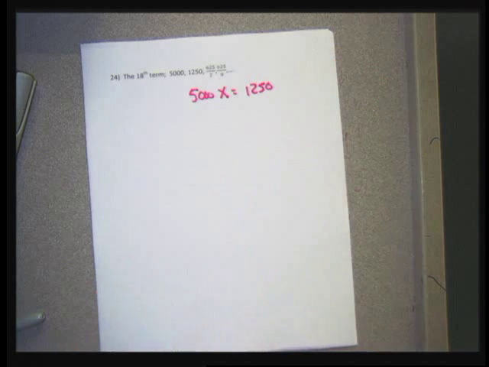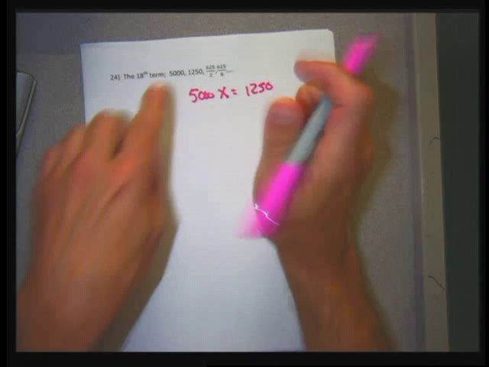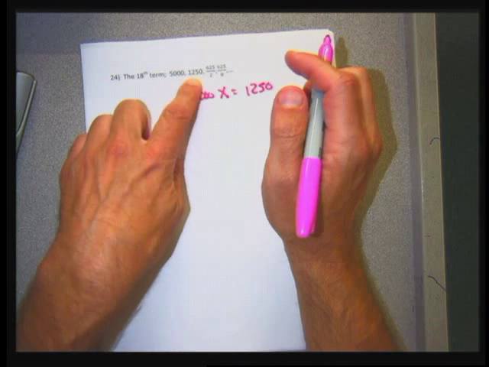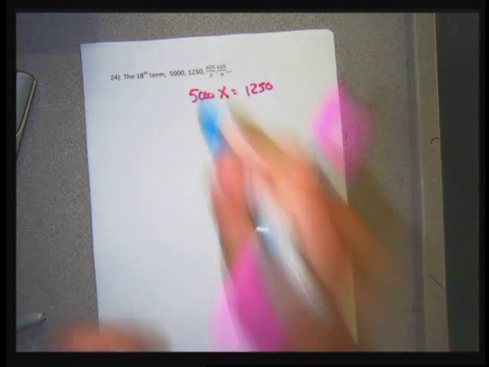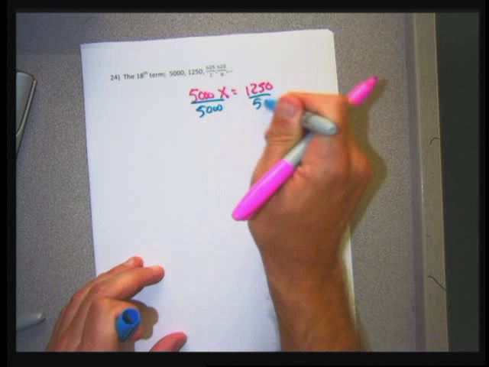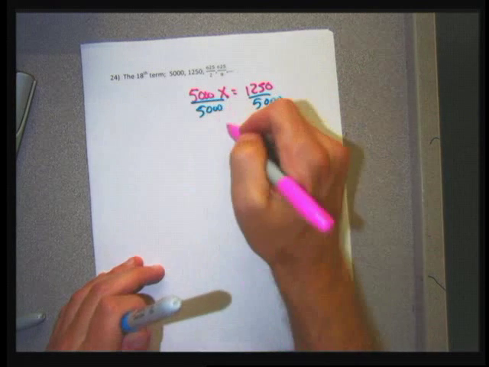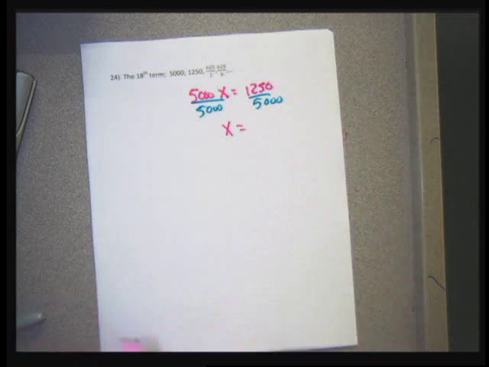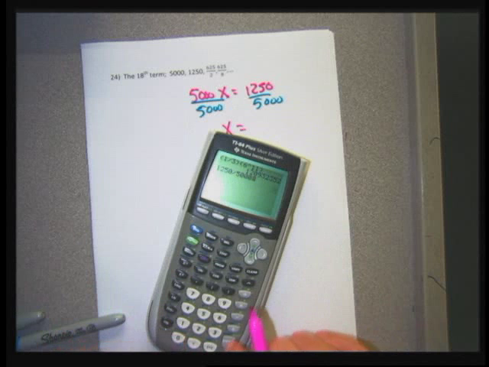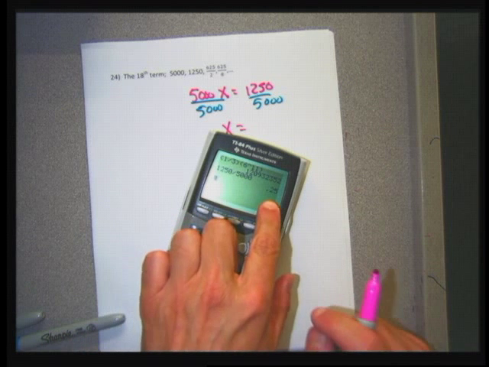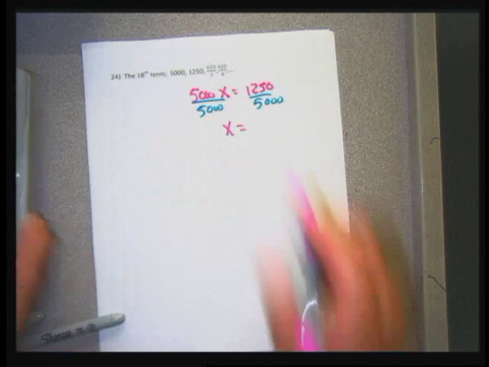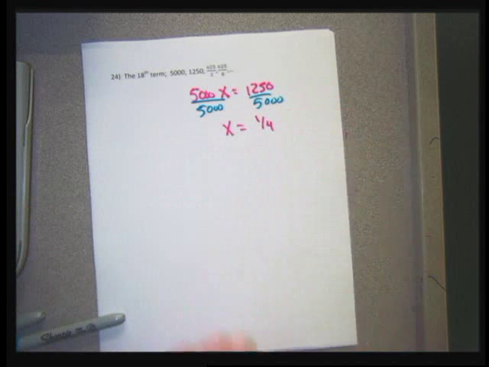So first thing I need to know is the common ratio. The common ratio is what you multiplied by to get from one term to the next. What times 5,000 is 1250? I know what it is, but let me divide both sides by 5,000 to show you the common ratio if you couldn't see it in your head. So 1250 divided by 5,000 is the common ratio. Let me do 1250 divided by 5,000 on my calculator. My calculator tells me it's 0.25. Math, enter that, means it's 1/4. So the common ratio is 1/4.